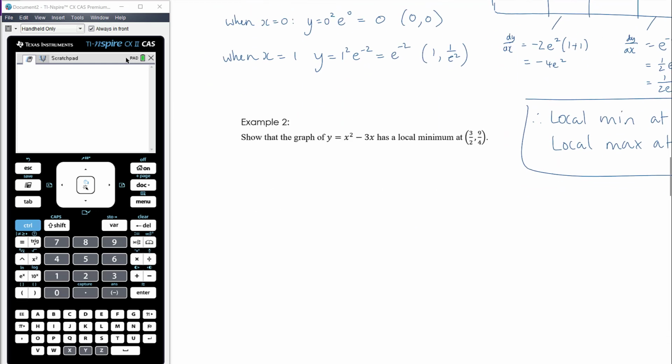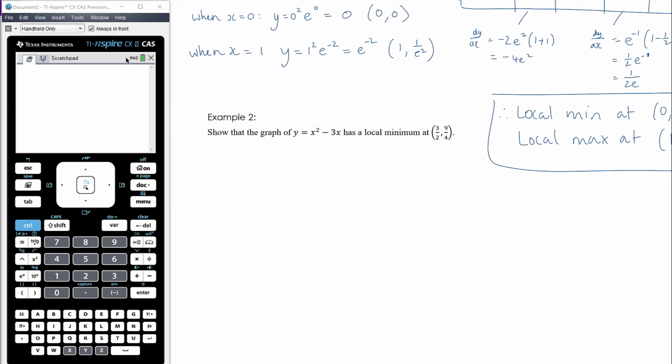Okay, example 2. Show that the graph has a local minimum at 3 on 2, 9 on 4. So first of all, we need to show that it has 0 gradient at that point. And then we need to show, if it's a local minimum, that we have negative gradient before that point and positive gradient after that point. Okay, all right, so we want dy dx. Again, remember, show that we have a local minimum at this point basically says, find the local minimum. Hint, it should be 3 on 2, 9 on 4.